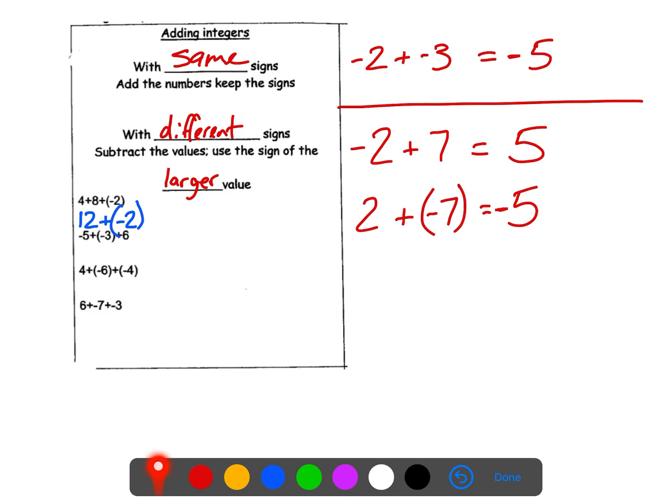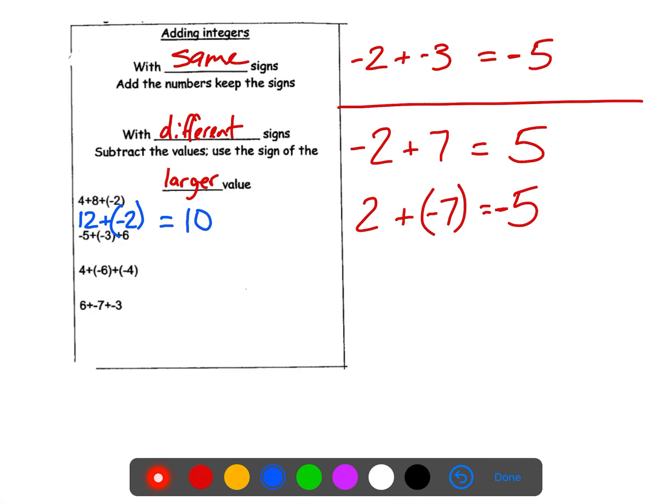And in this problem, I'm checking, do I have the same signs? Do I have different signs? Here I have different signs. I have a positive and a negative number. If they're different signs, I'm going to subtract and use the sign of the larger absolute value. So subtract 2 from 12. The larger absolute value is the number 12, the positive number. So that's going to be my answer. My answer is positive 10.